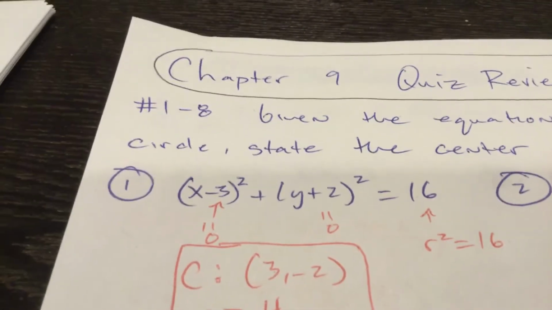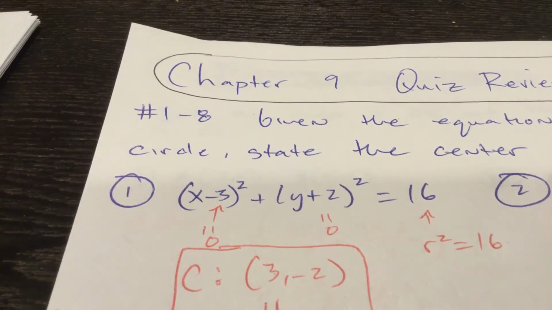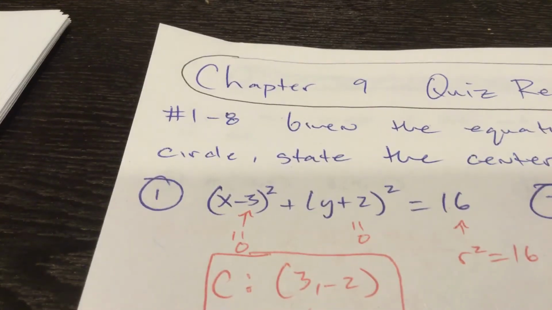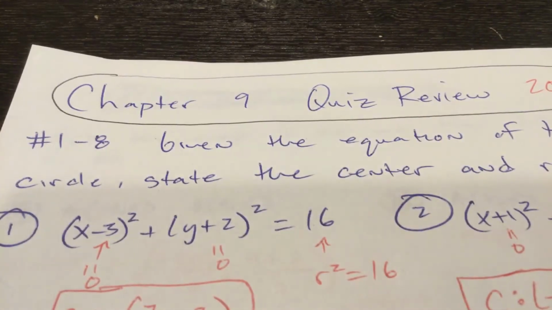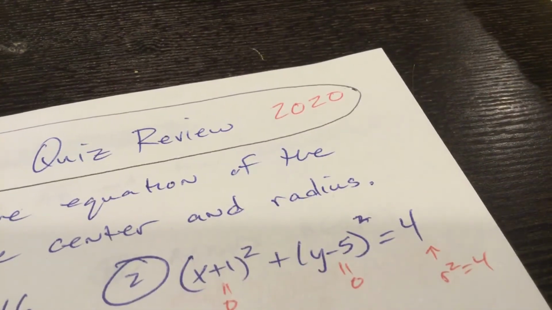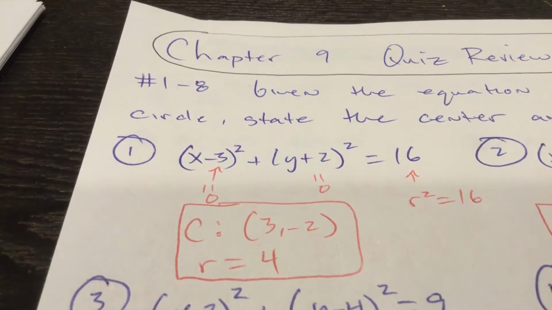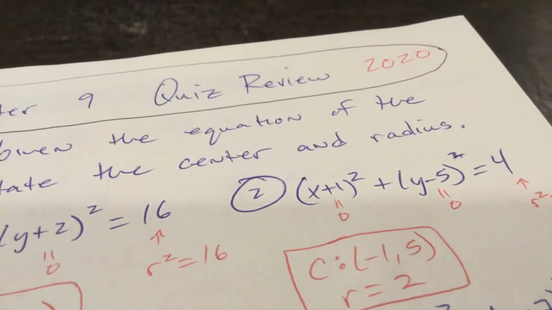Here's what we're going to do. You've been doing a good job with your Chapter 8 work. Those of you that are turning it in, you're going to do the same thing here. You're going to write it on a separate sheet of paper. Numbers 1 through 8, given the equation of the circle, state the center and radius.